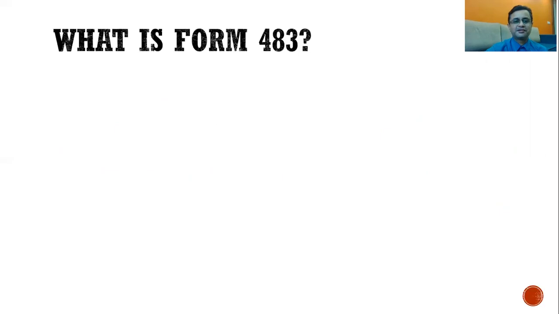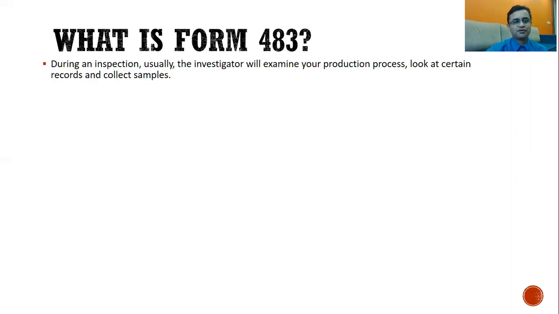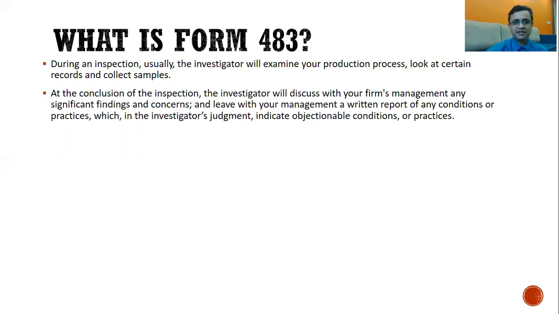Now, let us understand what is Form 483. Many people talk about Form 483 and FDA 483 observations. During an inspection, usually the investigator will examine your production area, look at certain records and collect samples. So this is the usual process of an inspection done by the FDA.